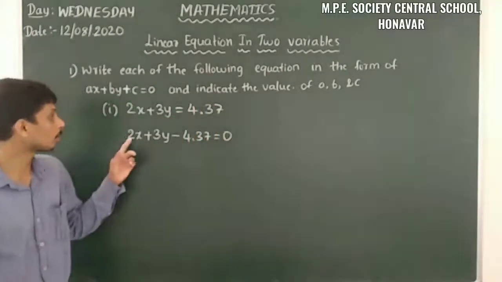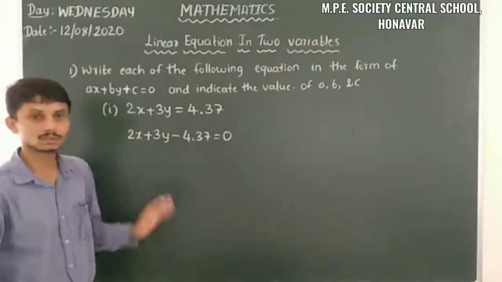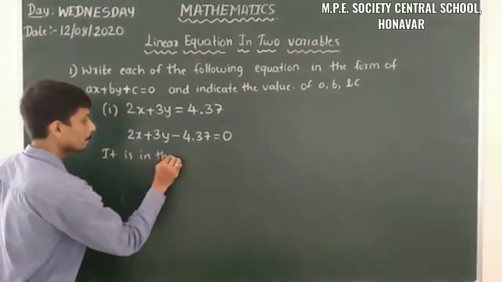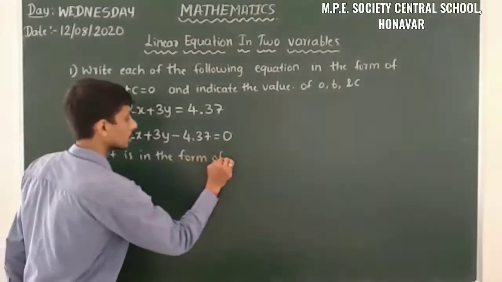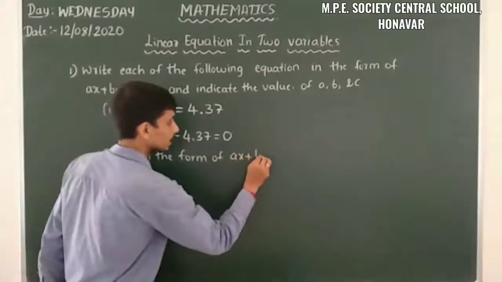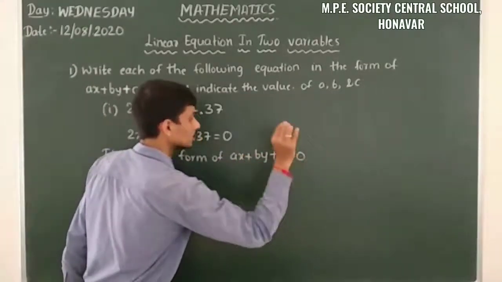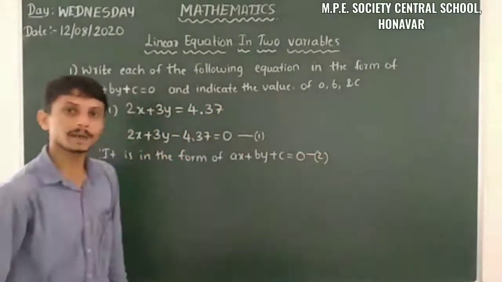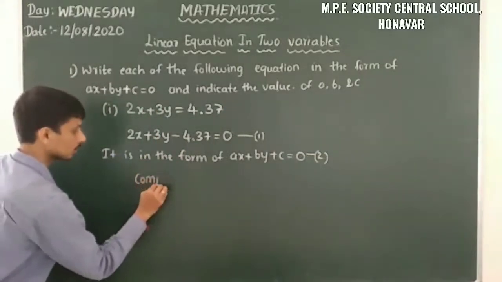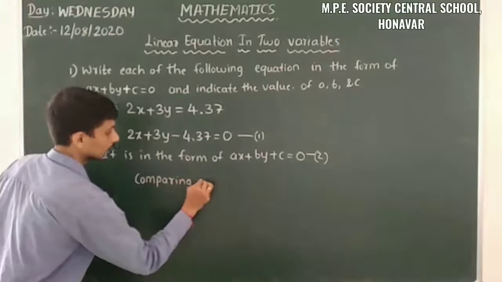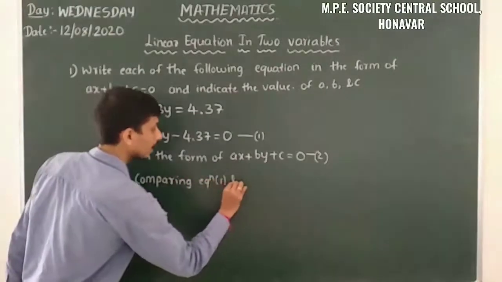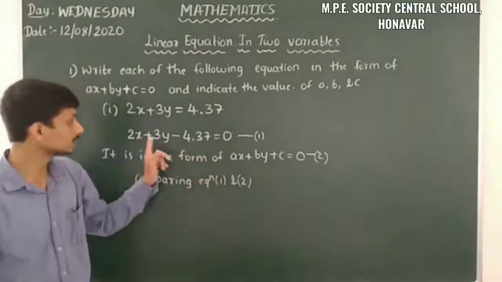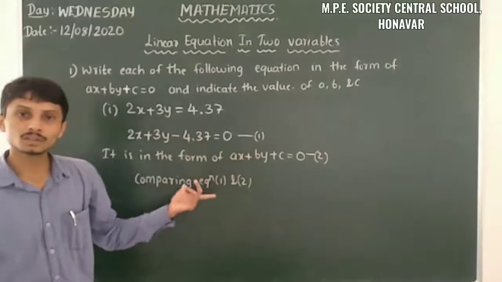That means it's in the form of ax plus by plus c is equal to 0. I will take this as equation number 1 and equation number 2. Then, comparing equation 1 and 2, what happens here? We compare the coefficients only. Here x is the same, y is the same, so there are no changes here.